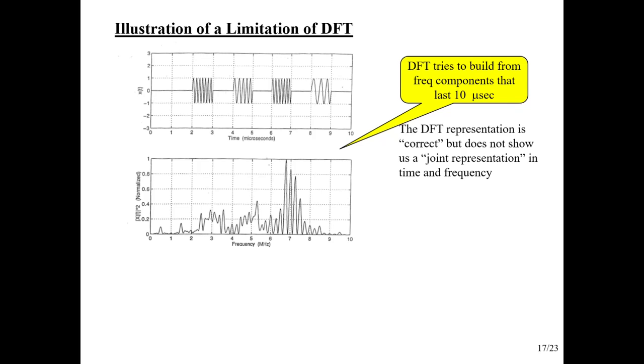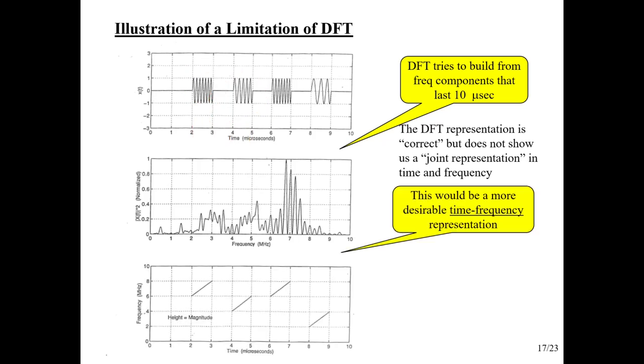So the DFT is correct. It's mathematically correct, but it does not show us this kind of joint occurrence in time and frequency. So we're seeing during this interval, there is a certain frequency range that's happening. And during this next interval, there's a different frequency range that we're experiencing, just like in music. So what we would really like is some sort of time frequency joint representation.